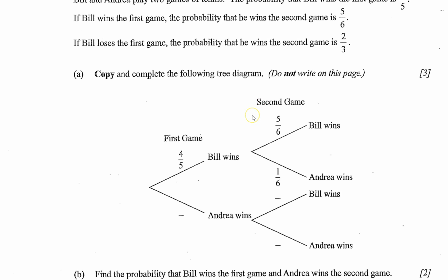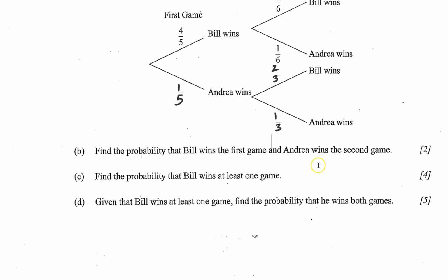Couldn't be simpler. Now again, they want you to do some separate piece of paper. I'm gonna do it here for the sake of space. So if he wins the first game 4/5, that means, remember, all this has to add up to be 1. So 1/5 for Andrea. And then move on to here. This one they told me up here. They said if Bill loses the first game, that's down there, so Andrea wins. Probability that he wins the second game is 2/3. That means Andrea wins the second game with 1/3. And there you go. That's our first 3 points.